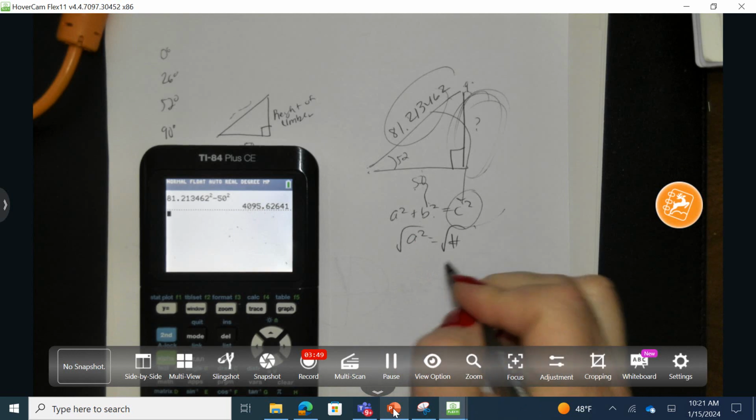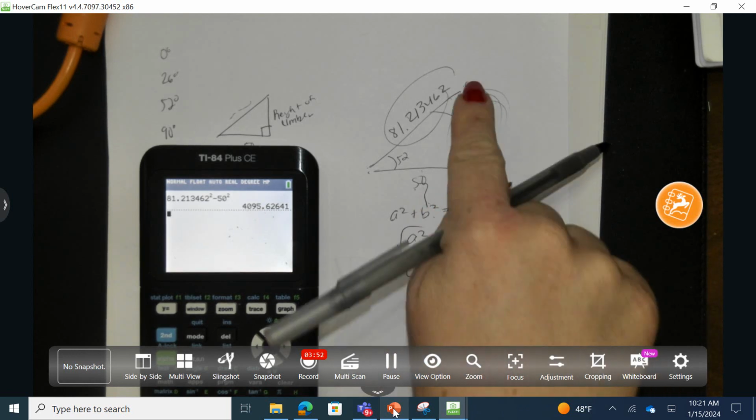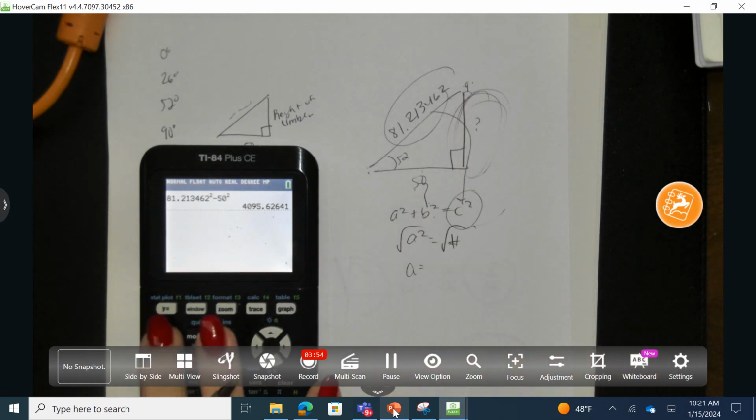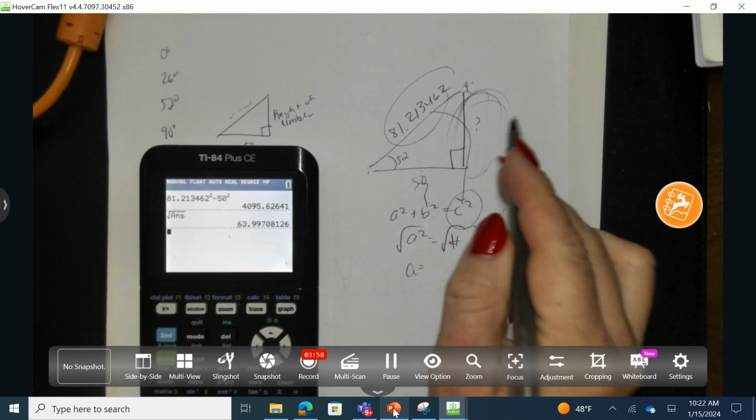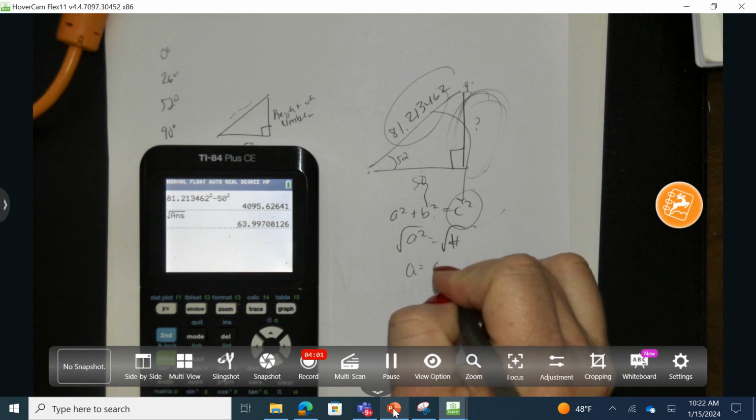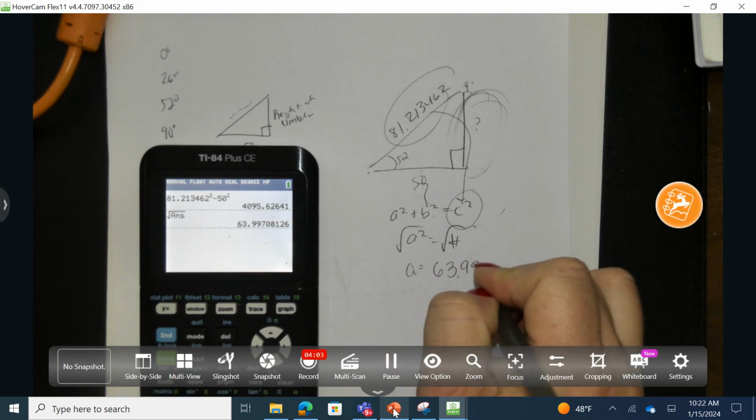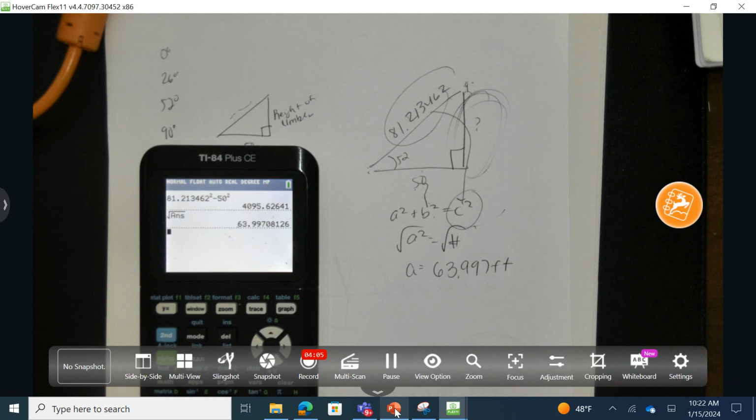Normally we would say there's two answers if we were doing this algebraically. We know this is distance, and distance is always positive. So square root, let's copy in that previous answer, and we can say the height of the climber to the ground is approximately 63.997 feet above ground.